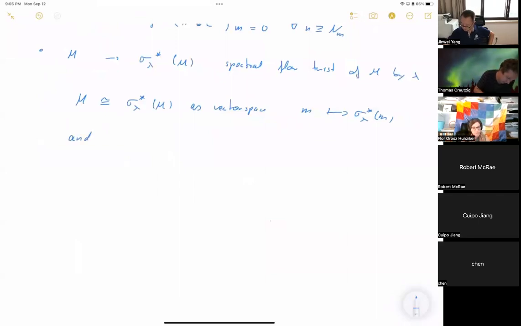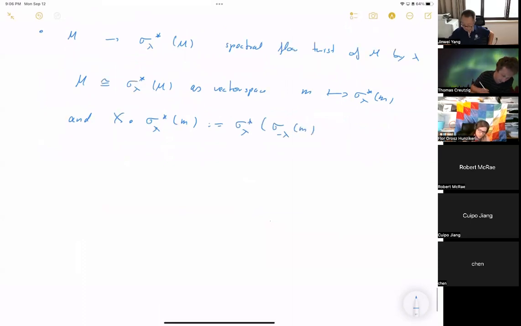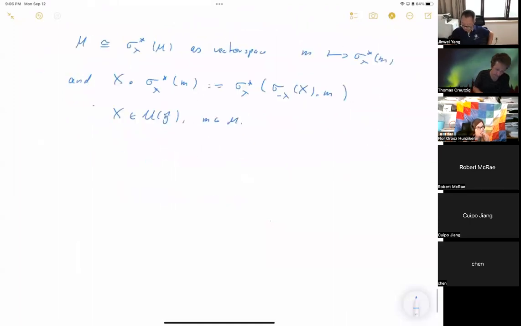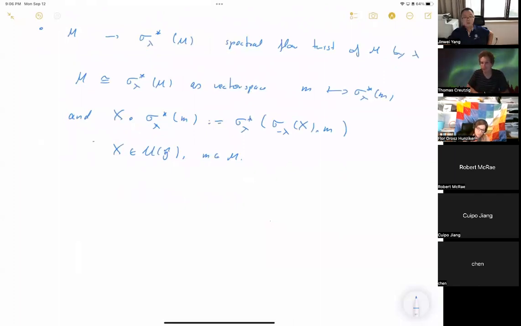But the action of an element of the affine Lie algebra is twisted. So it doesn't act in the usual way on sigma lambda star of M, but it acts by the automorphism, and in fact one takes the convention that it acts by its inverse on M. Now this spectral flow definitely doesn't map lower bounded modules to lower bounded modules, at least not in general. For positive integer levels, for modules of the simple affine VOA it does, but otherwise it does not, or extremely rarely at least.